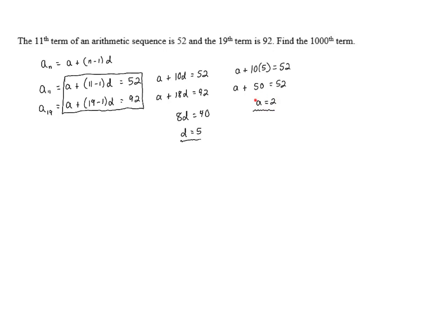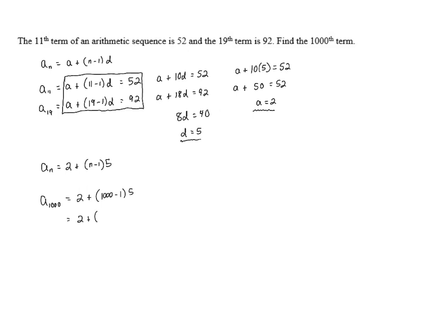Once we know the first term a and the common difference d, we actually have a formula for the nth term. A sub n is equal to 2 plus n minus 1 times 5. And once we know that, we can find the 1000th term by evaluating this when n equals 1000. So the 1000th term is going to be 2 plus 1000 minus 1 times 5.